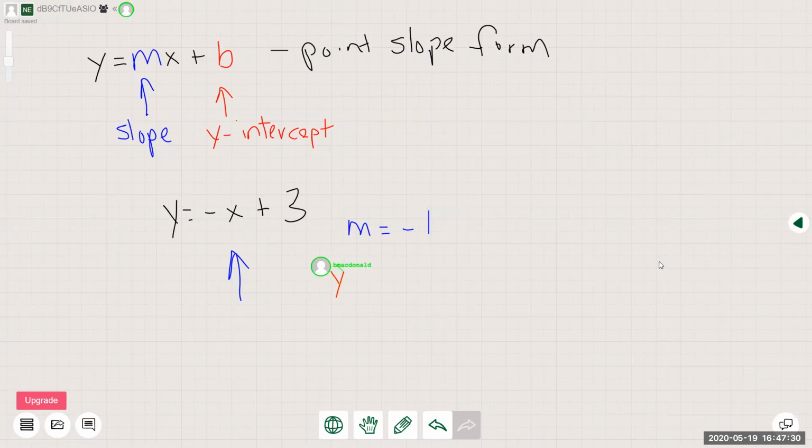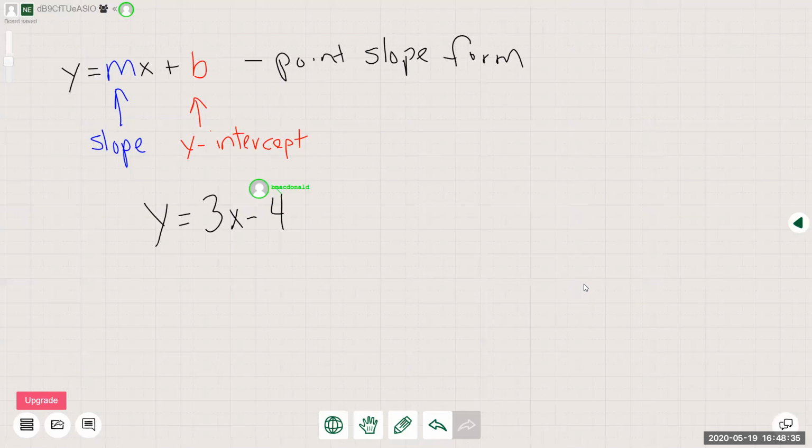And our y-intercept is going to be a +3. So we could look and graph at 0, 3. And then from there, we could go down 1 and to the right 1. And that would give us our line. Let's take a look at another problem. So our next problem is y equals 3x minus 4.